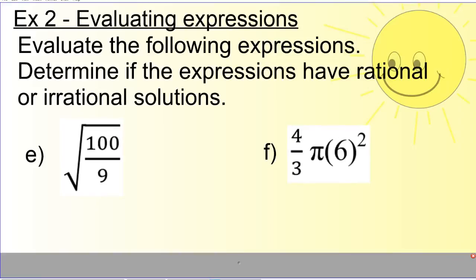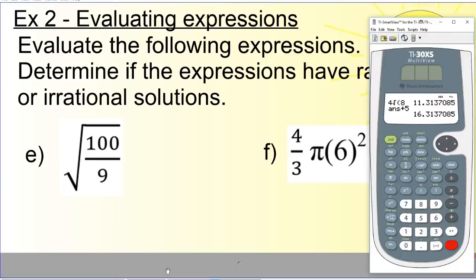Got some more. They're getting a little bit trickier. We want to make sure we understand what's going on here. And so we're going to see quite a few of these. Letter E. Okay, so the square root of 100 over 9. I haven't used the fraction version of this calculator yet, so let's see. So we're going to take the square root of 100, and usually this is the fraction button.